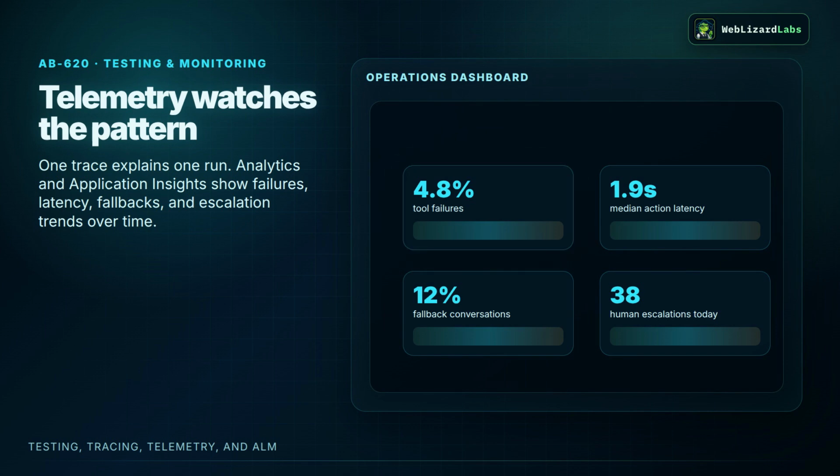After the agent is released, analytics and application insights help you monitor performance, diagnose issues, and identify trends over time. You might watch the percentage of tool failures, the median action latency, fallback conversations, abandoned sessions, or human escalations. A single failed order lookup is a trace problem. A rising failure rate after deployment is a monitoring problem. AB-620 can test that distinction.